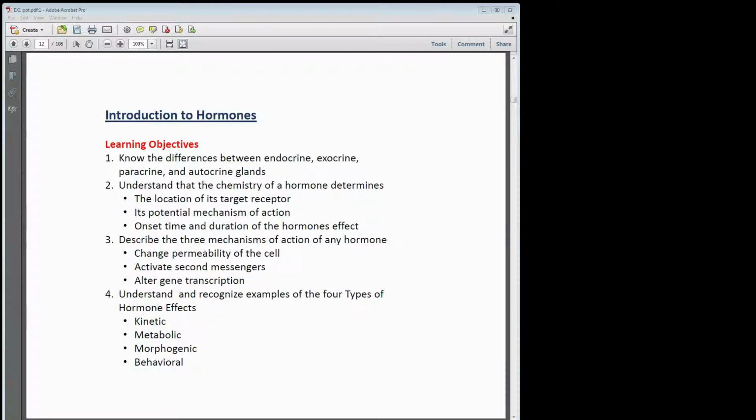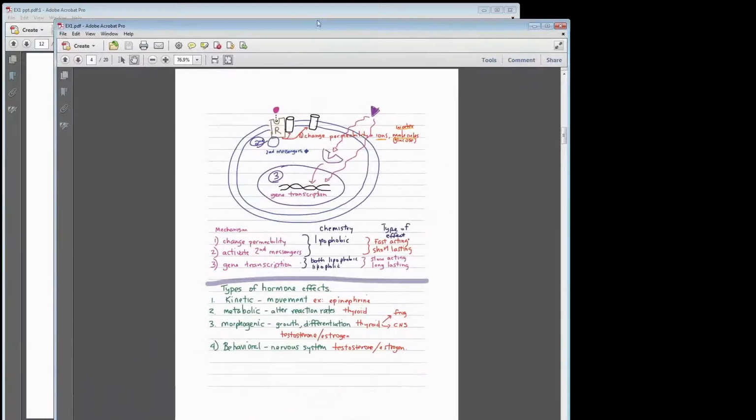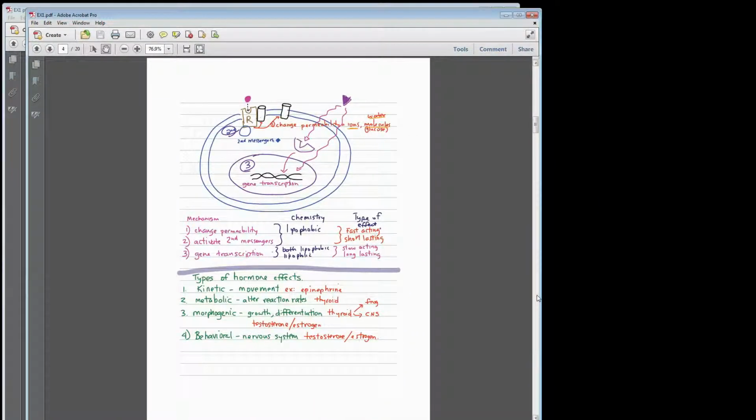I memorized it as one or more of the 3 possible mechanisms will occur when a hormone binds. And those 3 mechanisms are change in permeability, activation of a second messenger, and gene transcription. Let's pull out the diagram for these so you can see how they all function together.